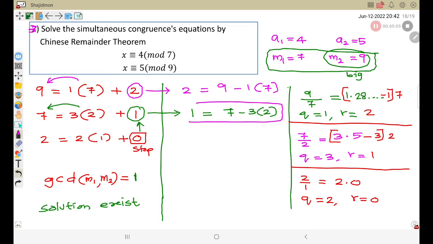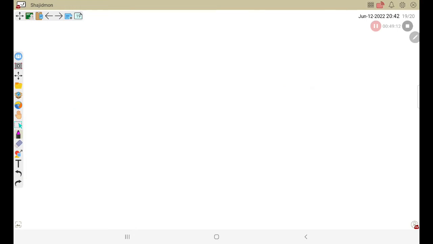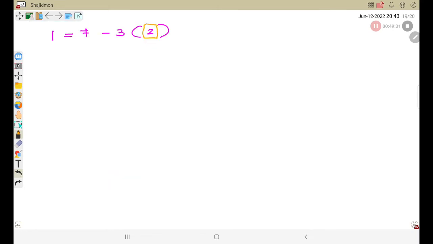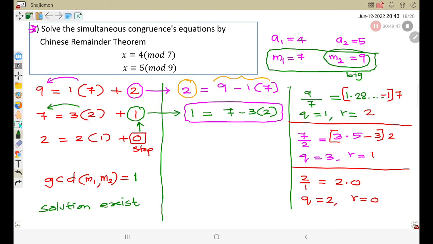Now write the linear combination. For that, starting from this step, 1 equals 7 minus 3 multiply 2. Correct? Now we need to change this number 2. Yes, because here is number 2. What is number 2? 9 minus 1 multiply 7. So 7 minus 3, use this bracket, 9 minus 1 multiply 7. Okay, I hope you got this step.